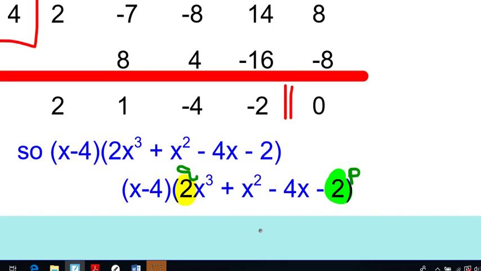Okay, so 4 is a root, so x minus 4 is a factor, and I can write out my new factorization. And I'm using this 2, 1, negative 4, negative 2. That shows up in the new trinomial that's multiplied here by the x minus 4. So I've still got quite a bit of factoring to do, so I'm going to try using the rational root theorem again, recognizing that p and q in this case now are both 2.